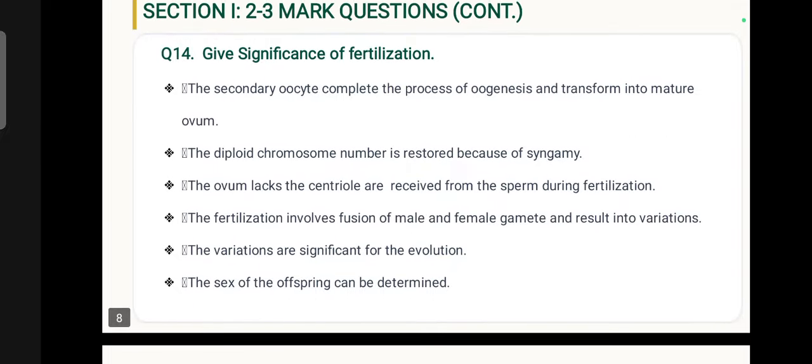Give significance of fertilization. The secondary oocyte completes the process of oogenesis and transforms into mature ovum. The diploid chromosome number is restored because of syngamy. The ovum lacks the centriole, which is received from the sperm during fertilization. The fertilization involves fusion of male and female gamete and results in variations. The variations are significant for evolution and the sex of offspring can be determined.